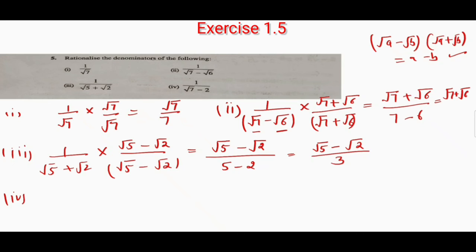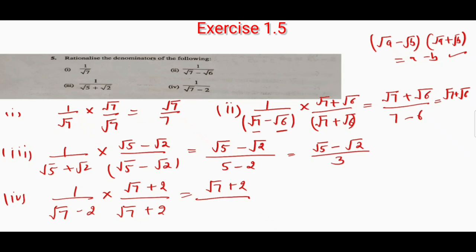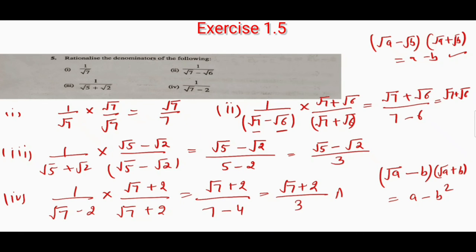And the fourth question here I have 1 divided by square root of 7 minus 2. To rationalize this, what will we do? We will multiply both the numerator and denominator with square root of 7 plus 2 divided by square root of 7 plus 2. So this will become square root of 7 plus 2 divided by, here I will use this identity, (a minus b)(a plus b) which is equal to a square minus b square. So this will become 7 minus 4. Square root of 7 plus 2 divided by 3. This is my answer.